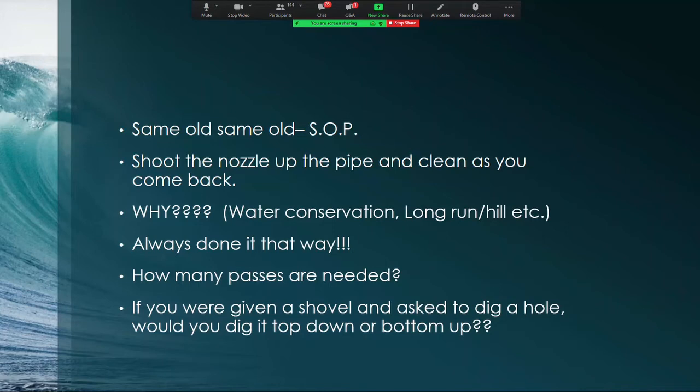I put this in here, and sometimes I wonder if I shouldn't take it out, but I'm going to use it here. If you had a shovel and you were asked to dig a hole, do you start digging from the top downwards, or do you dig from the bottom and dig your way out? Because when you clean the pipe by shooting up the line and then pulling the hose back and trying to clean that, it's the same thing as digging from the bottom out. You've thrown yourself under the bus and you're trying to get out.